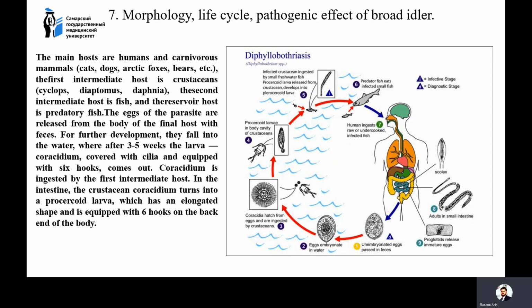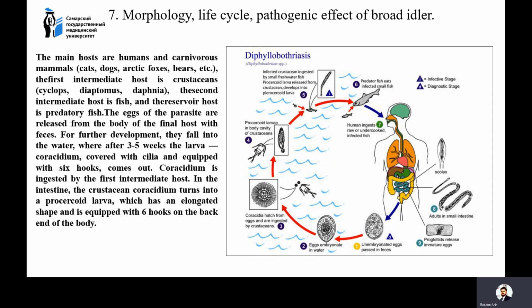The eggs of the parasite are released from the body of the final host with feces. For further development, they fall into the water, where after 3 to 5 weeks the larva coracidium, covered with cilia and equipped with 6 hooks, comes out. The coracidium is ingested by the first intermediate host.